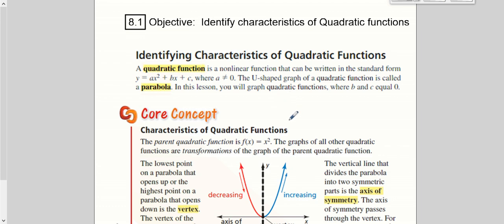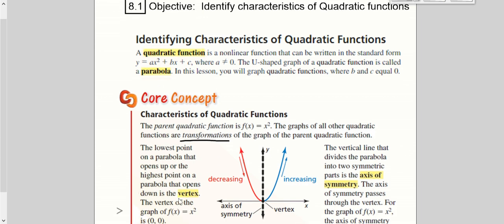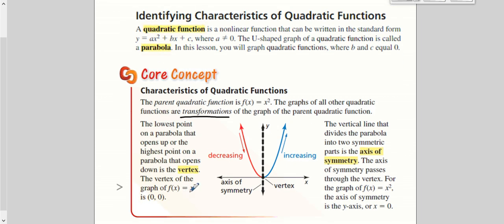Characteristics of quadratic functions. The parent quadratic function is f of x equals x squared. The graphs of all other quadratic functions are transformations of the graph of the parent quadratic function. Think transformers, robots in disguise. The lowest point on a parabola that opens up, or the highest point on a parabola that opens down, is the vertex. The vertex of the graph of f of x equals x squared is (0, 0).